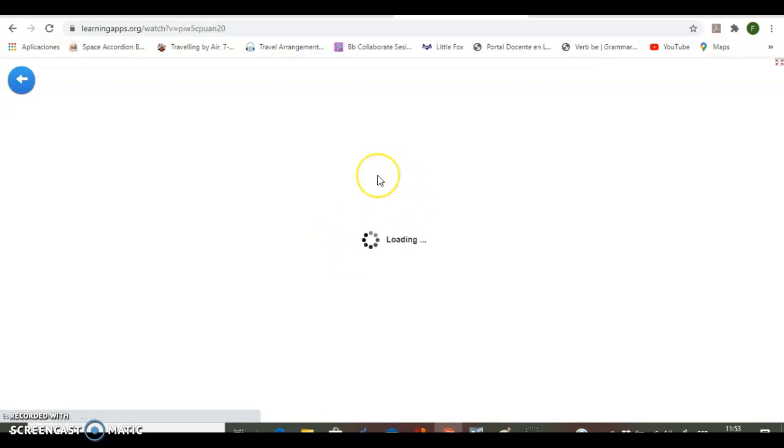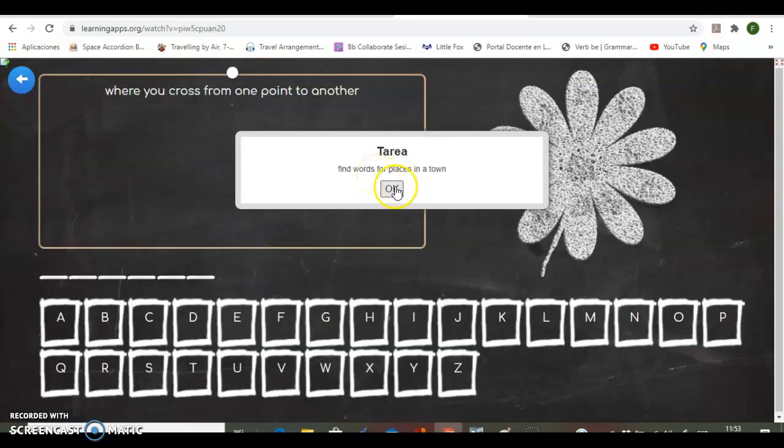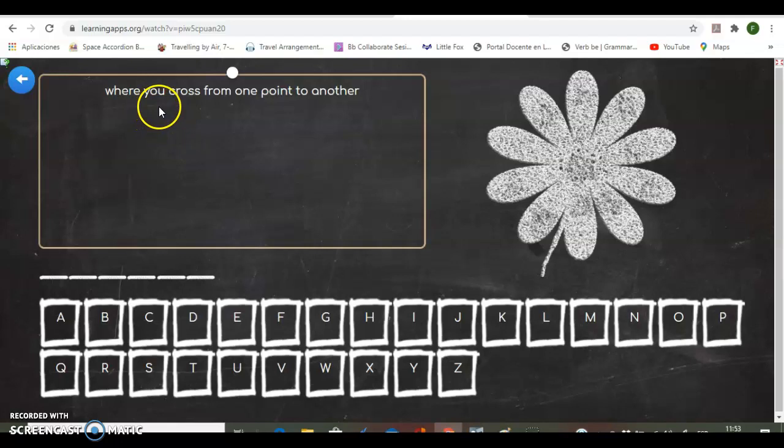Hangman. No sé si han jugado alguna vez Hangman, but it's a very fun game. Sorry, here, this is a clue. Esta es una pista. Me dice, where you cross from one point to another. Es un lugar del que uno cruza de un punto al otro. Entonces vamos a buscar las letras.